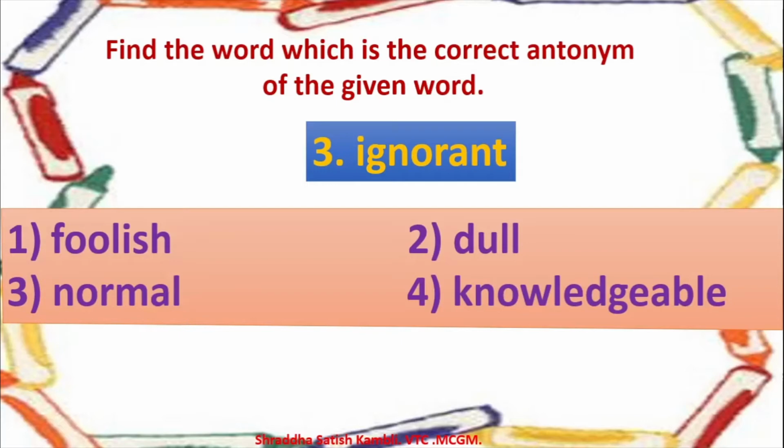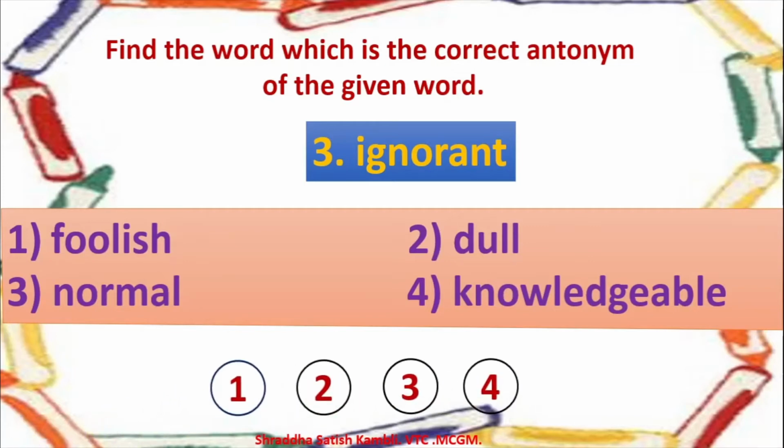Or is it knowledgeable? So now what is the meaning of ignorant? Someone who doesn't know much is an ignorant person. So which will be the opposite of ignorant? Yes, it will be answer number 4, knowledgeable. Alright, so children, this was pattern 1 for you.